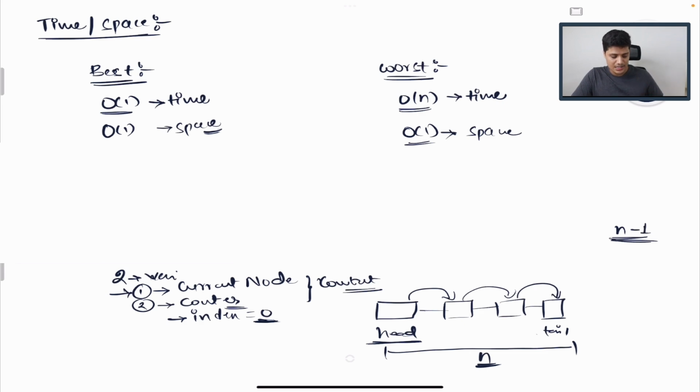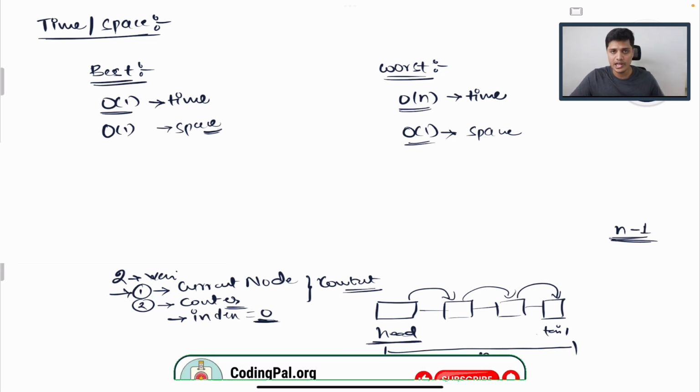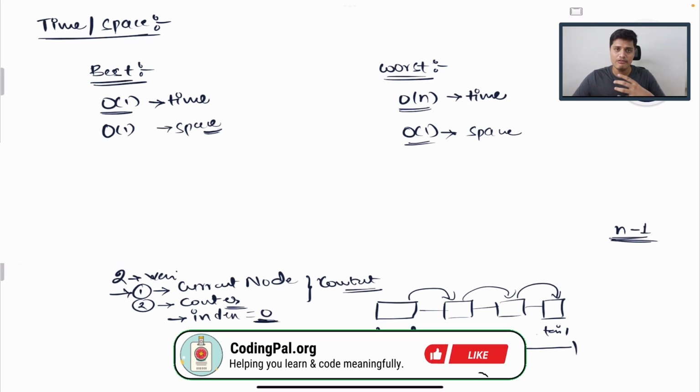So that is the way we calculate the time complexity and space complexity for the get operation on a singly linked list. In the next video we will see how we can reuse this get functionality for implementing the set functionality on a singly linked list. Okay, I'll see you there.